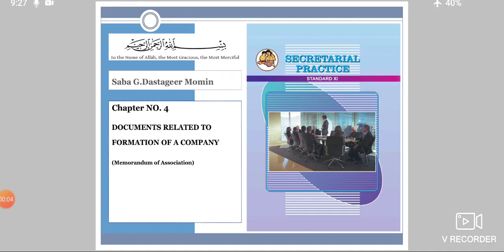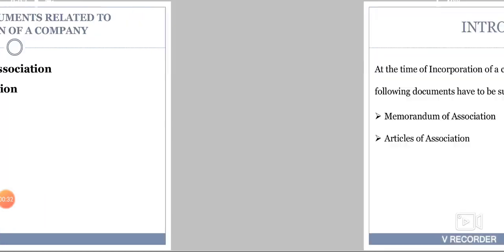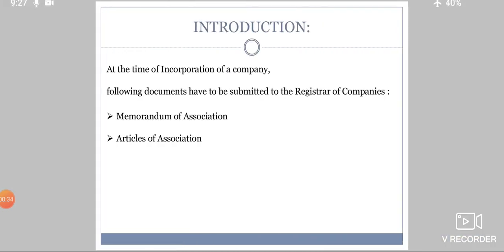My dear students, today we are going to see chapter number 4, documents related to formation of a company. Now, to form a company, what all documents are required, we are going to see in this chapter in detail. See, there are three important documents which are required, that is Memorandum of Association, Articles of Association and Prospectus. Today we are going to study Memorandum of Association.